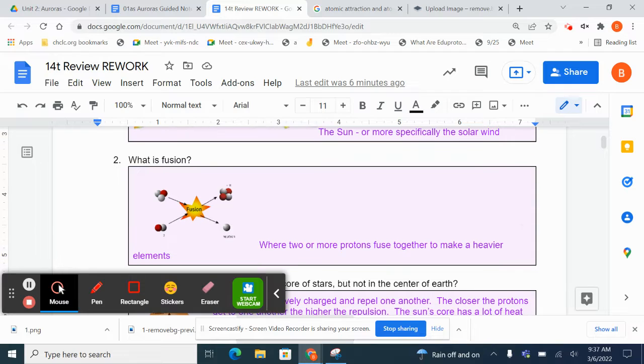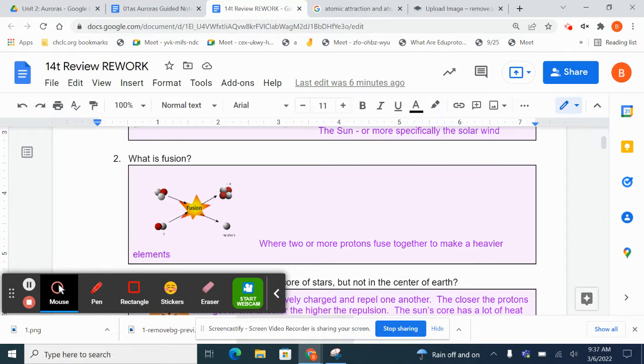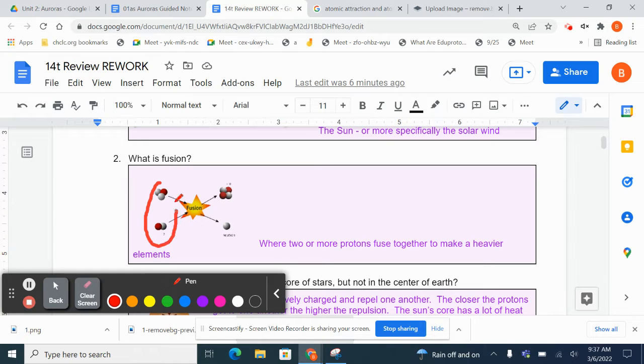All right, question 2, what is fusion? So fusion happens when 2 or more protons fuse together to make a heavier element. And you can see here in our video that we've got these 2 elements coming together, going through fusion, and then producing this element plus a little neutron that is left over.